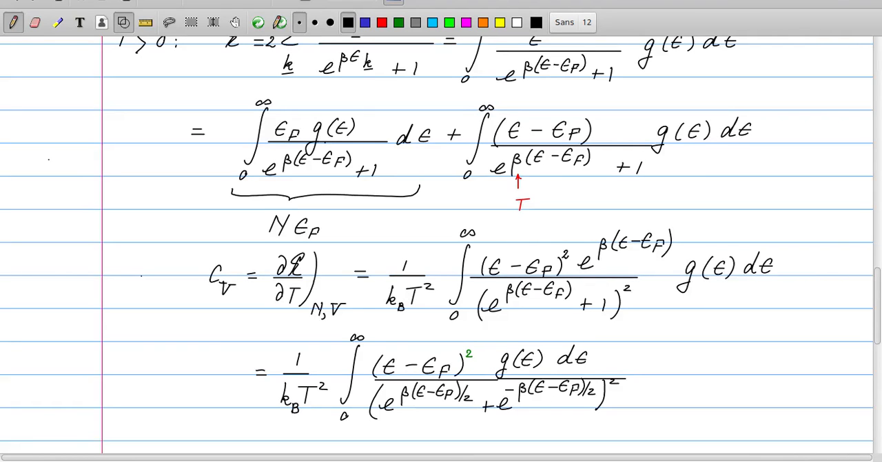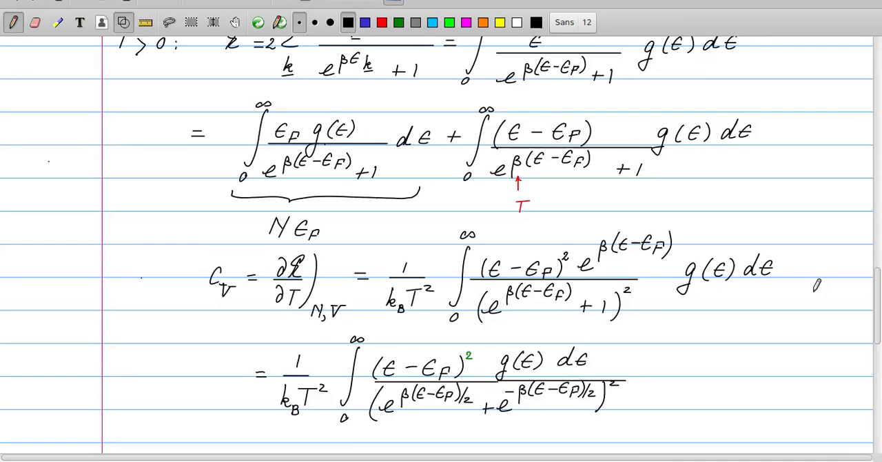Taking the derivative of E with respect to T is a little bit of work, and what you arrive at is 1 over kBT squared times this integral, which has now an epsilon minus epsilon F squared, there is an exponent here, e to the power beta epsilon minus epsilon F, and the denominator obviously has got a square. So when I divide the numerator and the denominator by this exponent, it turns out that the expression reduces to the following form. It's epsilon minus epsilon F squared, and then here I have my denominator, g of epsilon, 1 over kBT squared.